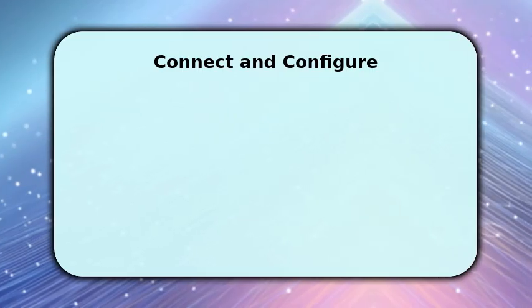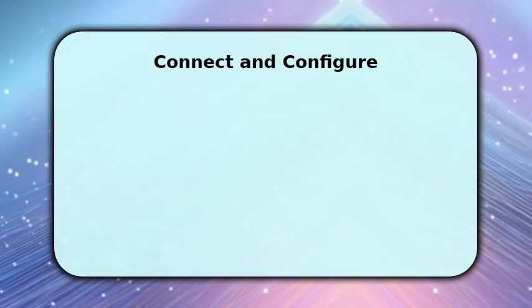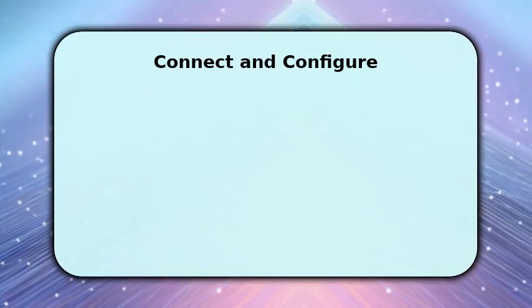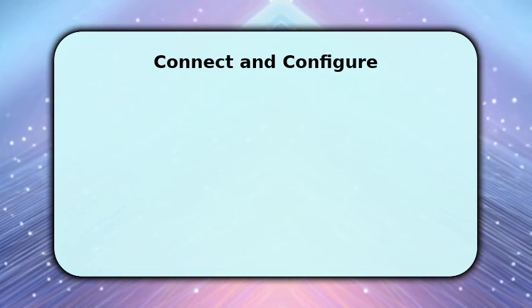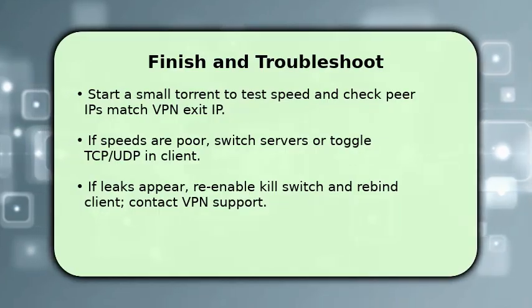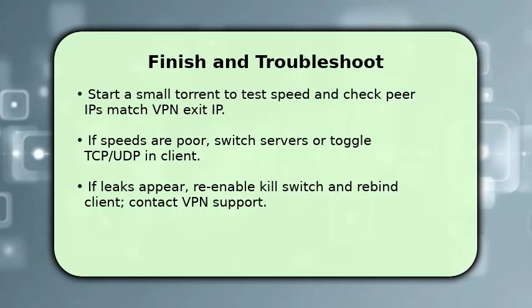If the client supports adapter binding, bind it to the VPN interface so traffic won't leak if the VPN disconnects. If you need better seeding connectivity, enable VPN-supported port forwarding, but only when your provider allows it and you understand the trade-offs. You finish by downloading a small, legal torrent to test speeds and confirm peers, show the VPN exit IP.